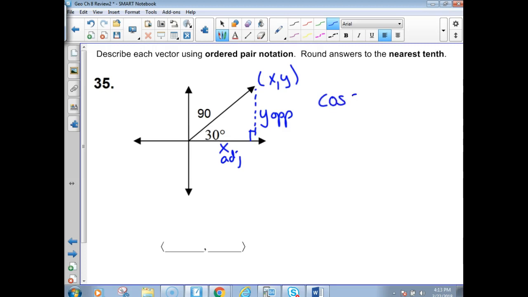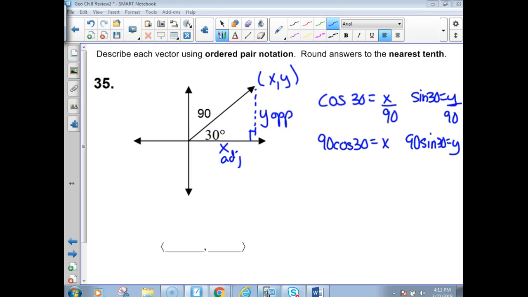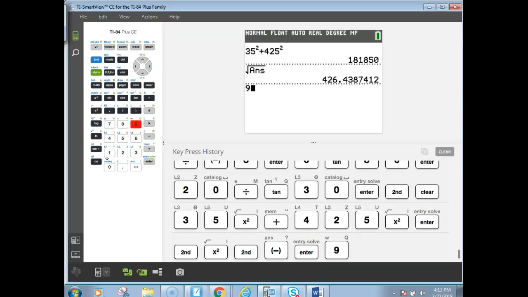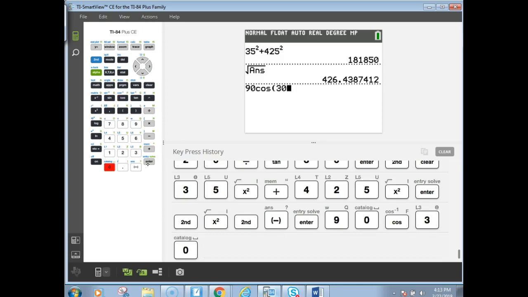So we do cosine 30 equals x over 90. So we'll calculate 90 times the cosine of 30 to get x. And to find y, we'll do the sine of 30 equals y over 90, and we'll calculate 90 sine 30 to get y. Okay, so grab calc: 90 cosine 30, and 90 sine 30.